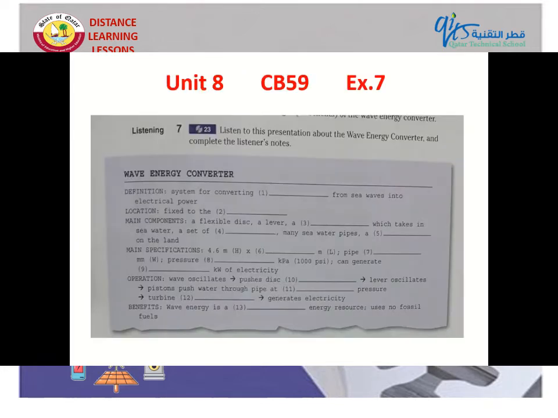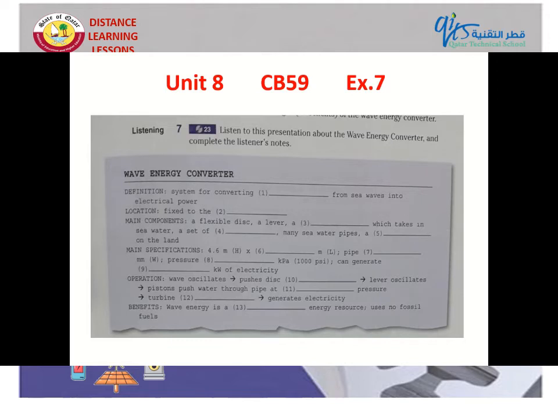Now, open your books to page 59. Open your course books to page 59. Now, you will listen to a presentation about the wave energy converter and you will complete the listener's notes. Now, before you listen, I want you to pause the video and read through the notes. While you read, I want you to underline keywords and predict answers.